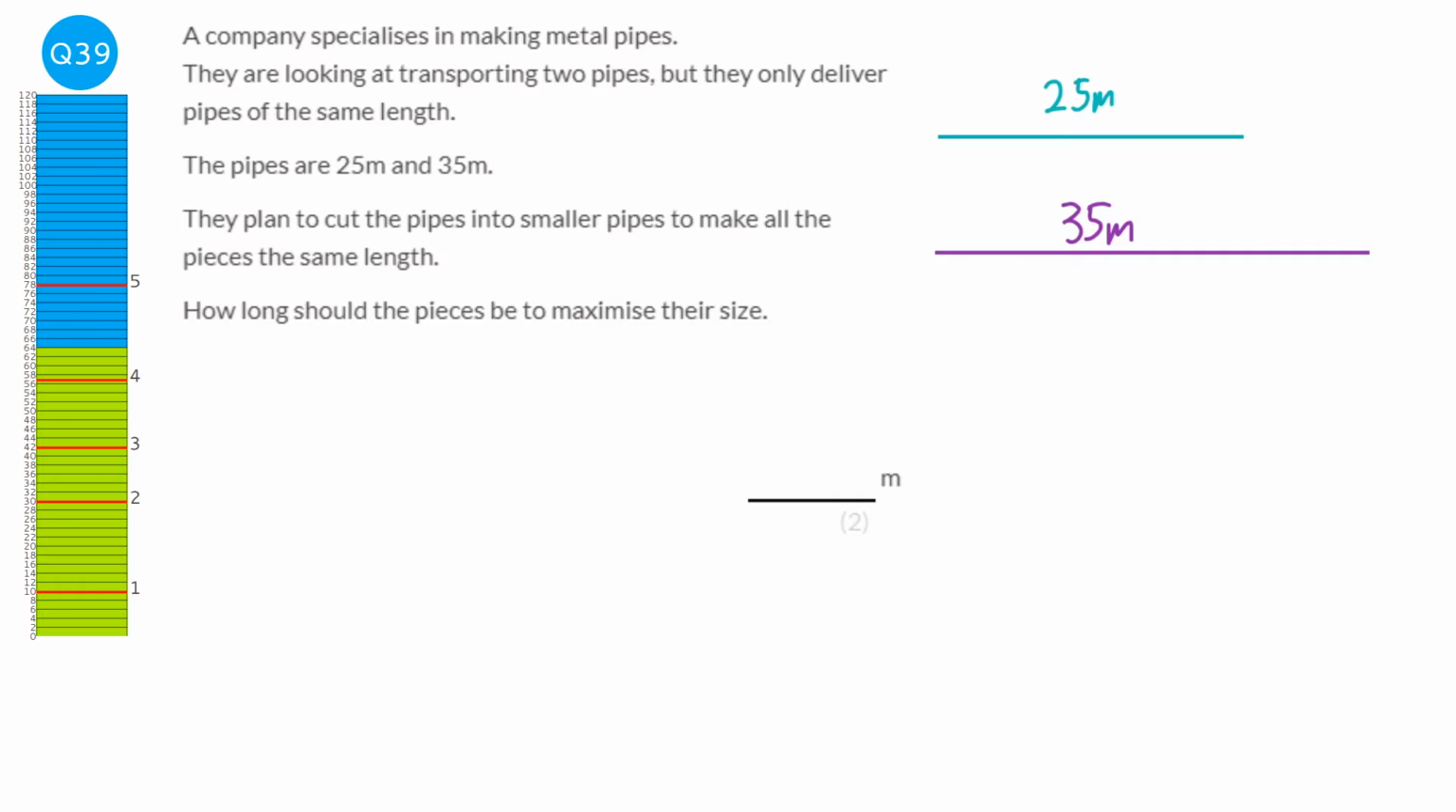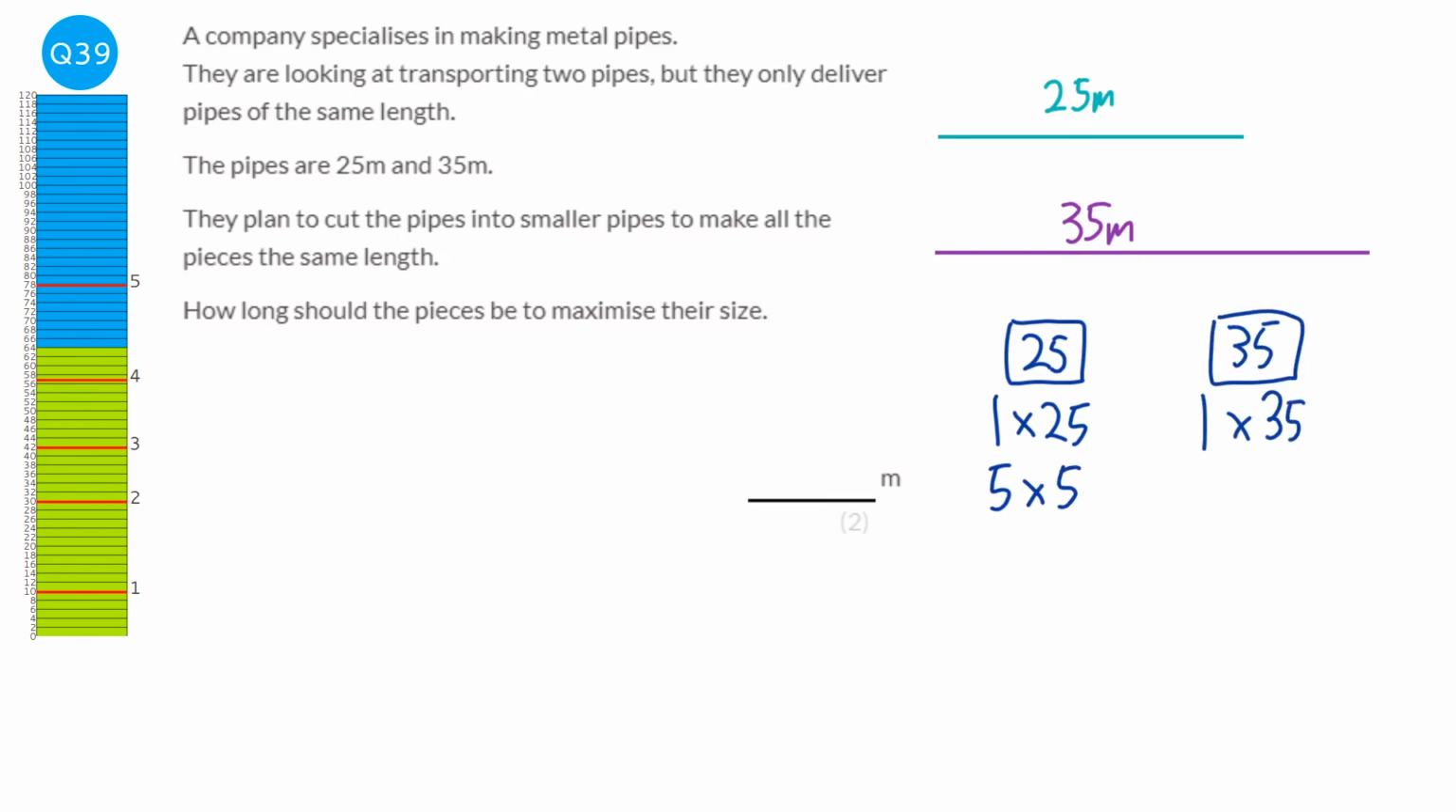So to find the highest common factor, we just find the factors of 25, which is 1 and 25 and 5 and 5, and the factors of 35, which will be 1 and 35 and 5 and 7. And the highest common factor is the highest number in both lists, so it's 5. So we can cut all of these pipes into 5 meter pipes.